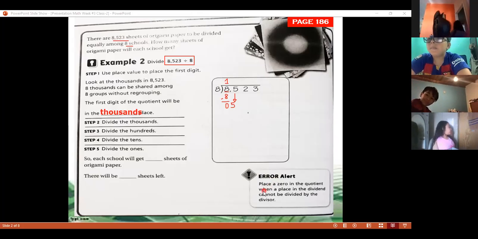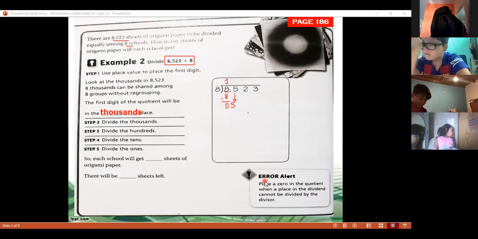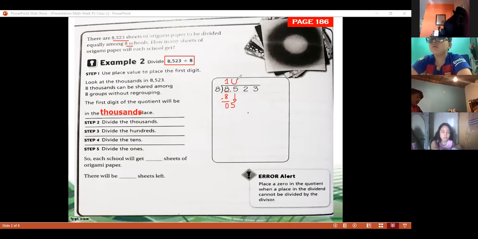Look at this. It says, place a 0. Look down where it says error alert. Place a 0 in the quotient when a place in the dividend cannot be divided by the divisor. So this 5 is in the dividend. 5 cannot be divided by the divisor, that is number 8. So we're going to place a 0 in the quotient. Where is the quotient? It's here. We write the 0 here because 5 cannot be divided.